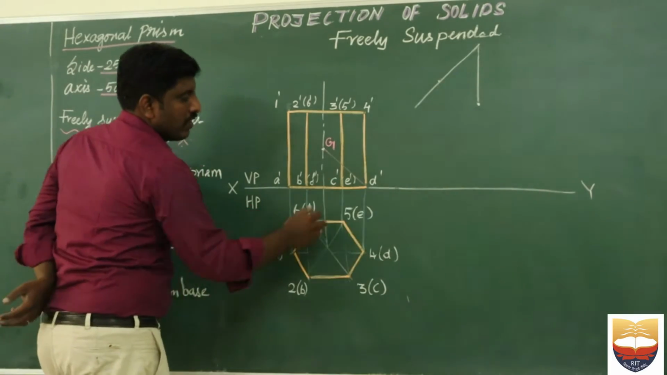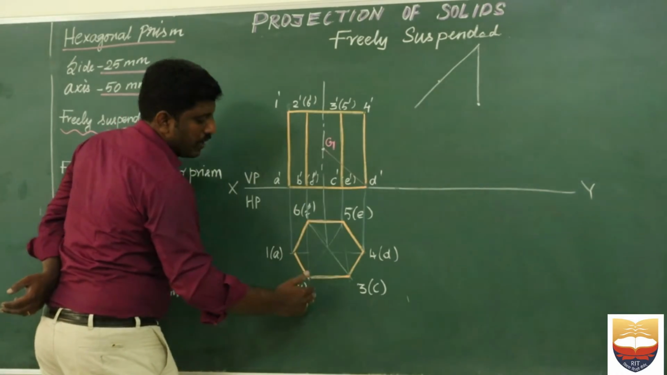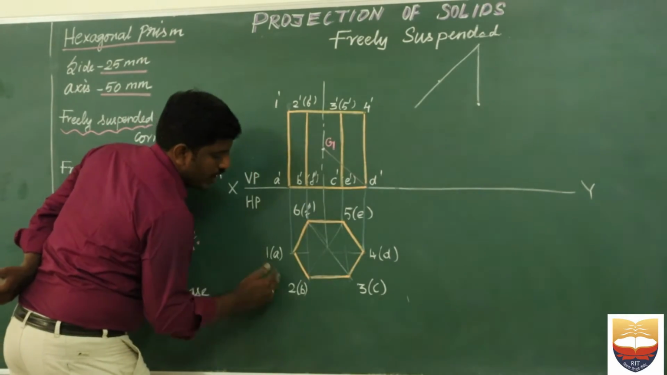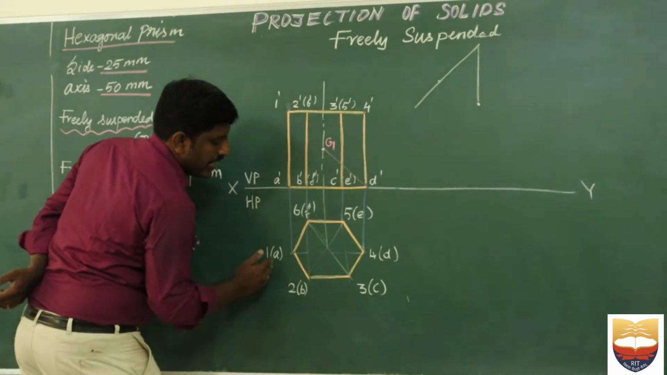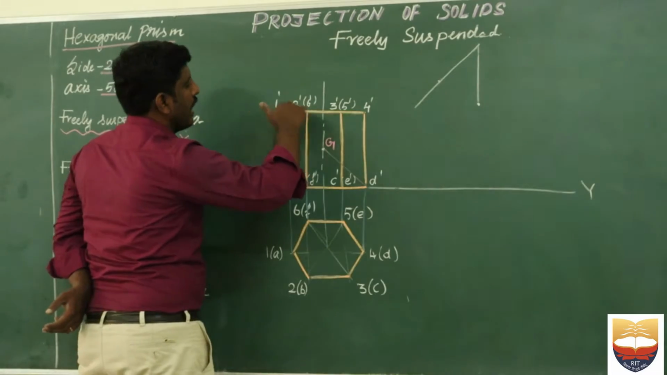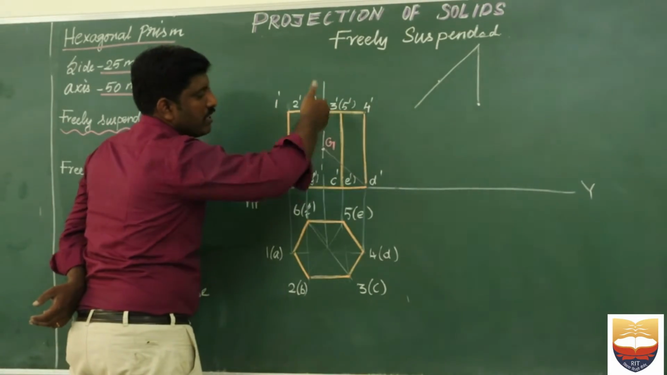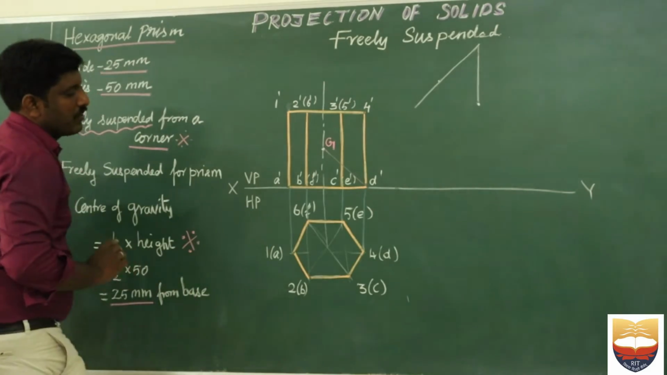Then I have projected my center line, and then I have projected all the points. When I look from here, I can see 1, 2, 3, 4, similarly A, B, C, D. I have projected all the lines, and the height given is 50 mm. Once I fix my height, I complete my front view of the prism and name it.